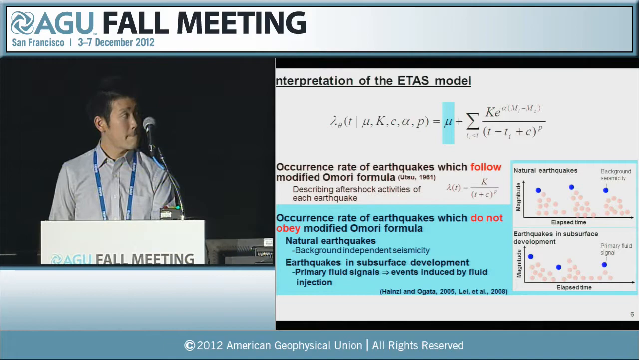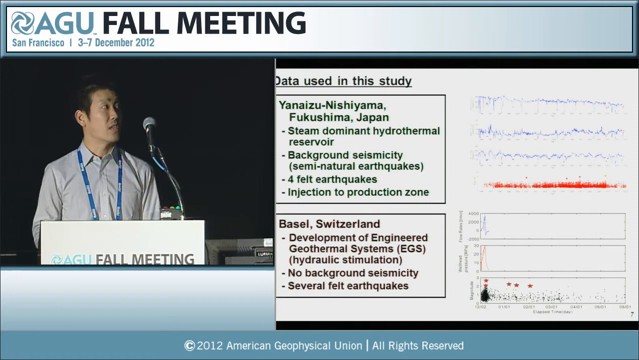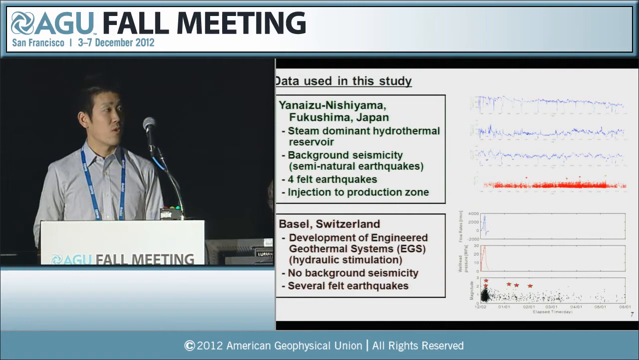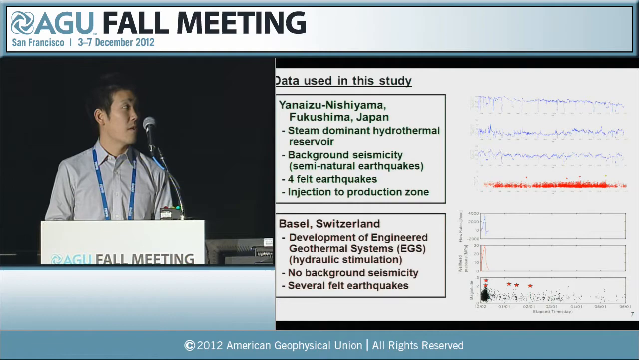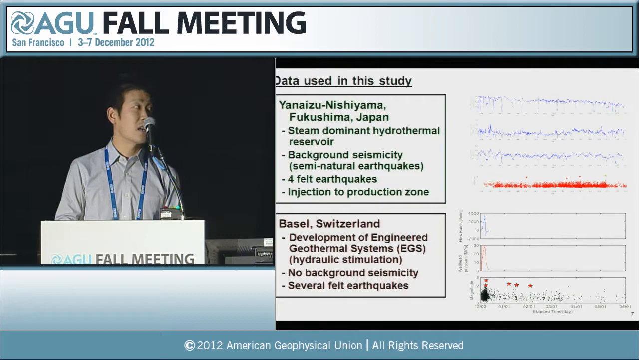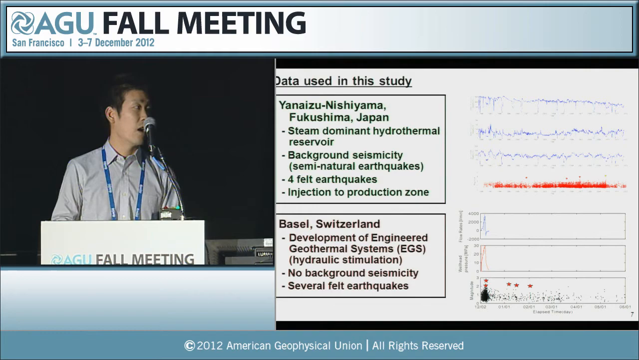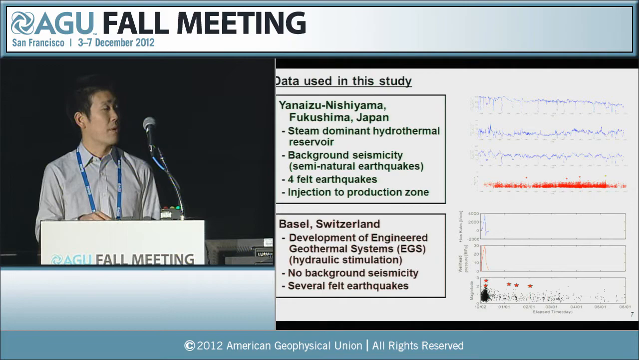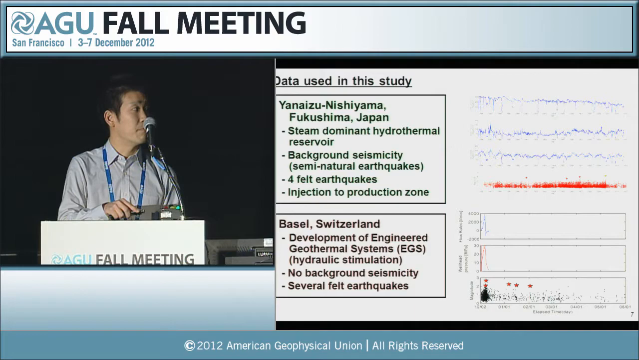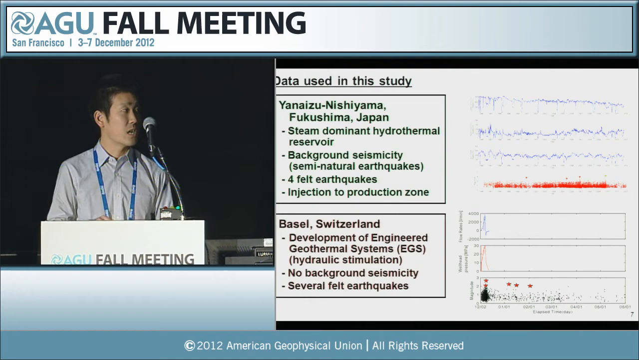We analyzed the microseismic events observed at two geothermal fields. One is Yanaizu-Nishiyama, which is one of the largest hydrothermal fields in Japan. In this field, there was pre-existing seismic activity before the exploration phase, and four felt earthquakes occurred during production operation since 1996. Most of the geothermal water after power generation is injected into the injection zone, penetrating into the production zone. The other field is the Basel EGS site in Switzerland, where no earthquakes had been observed for several hundred years, but some felt earthquakes occurred during and after hydraulic stimulation.